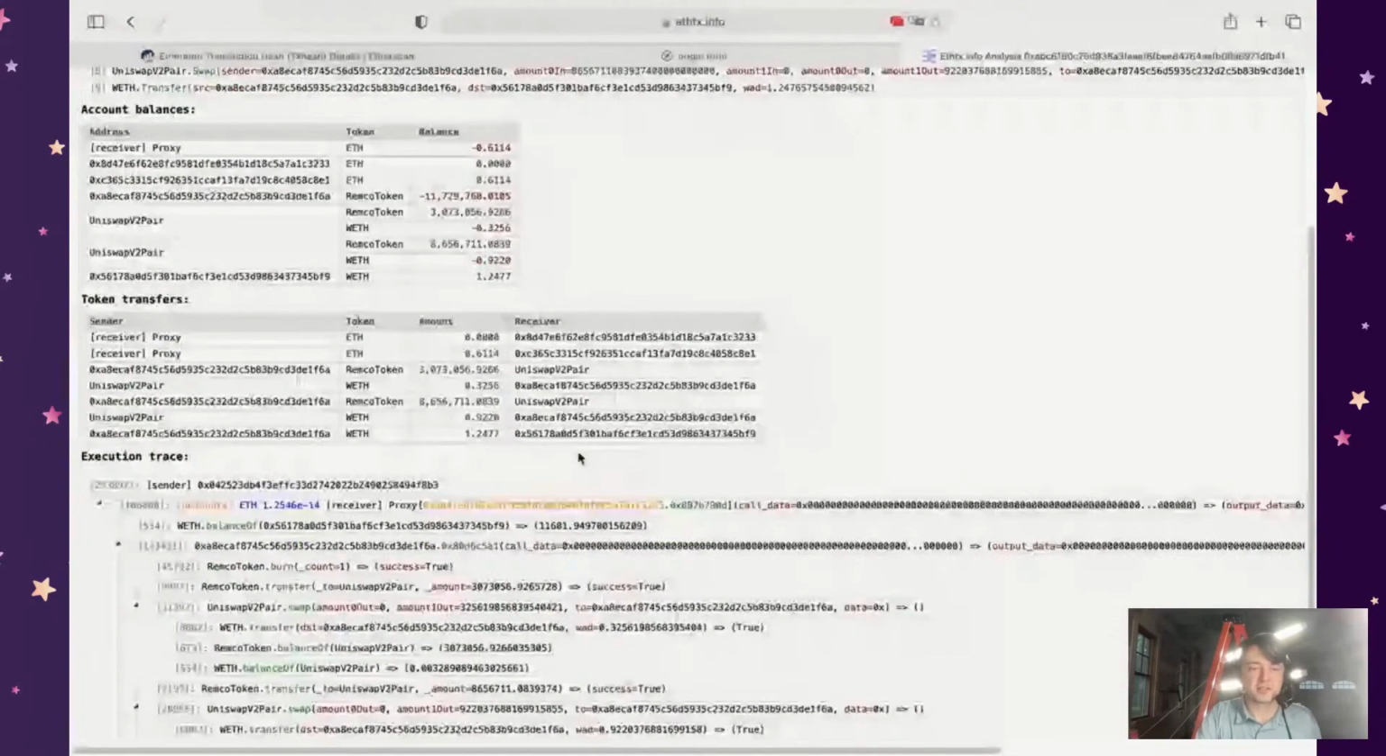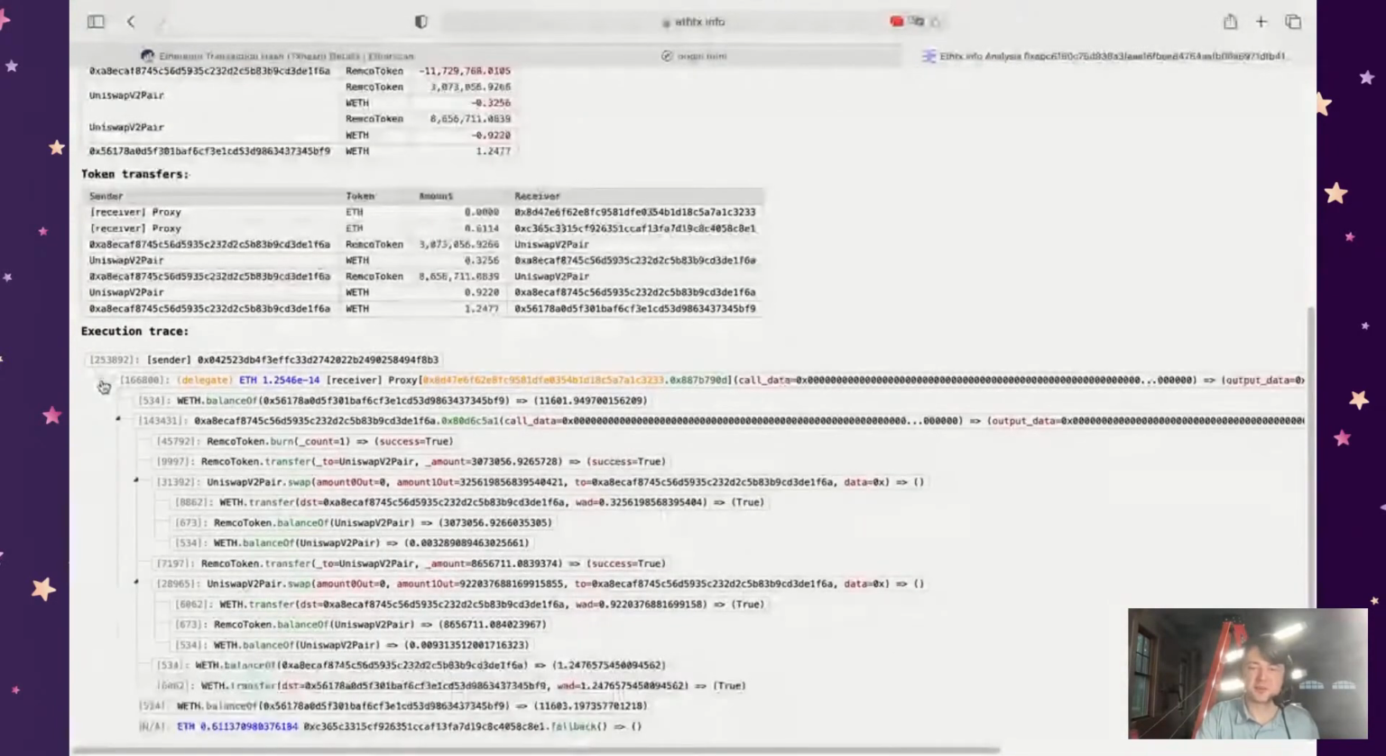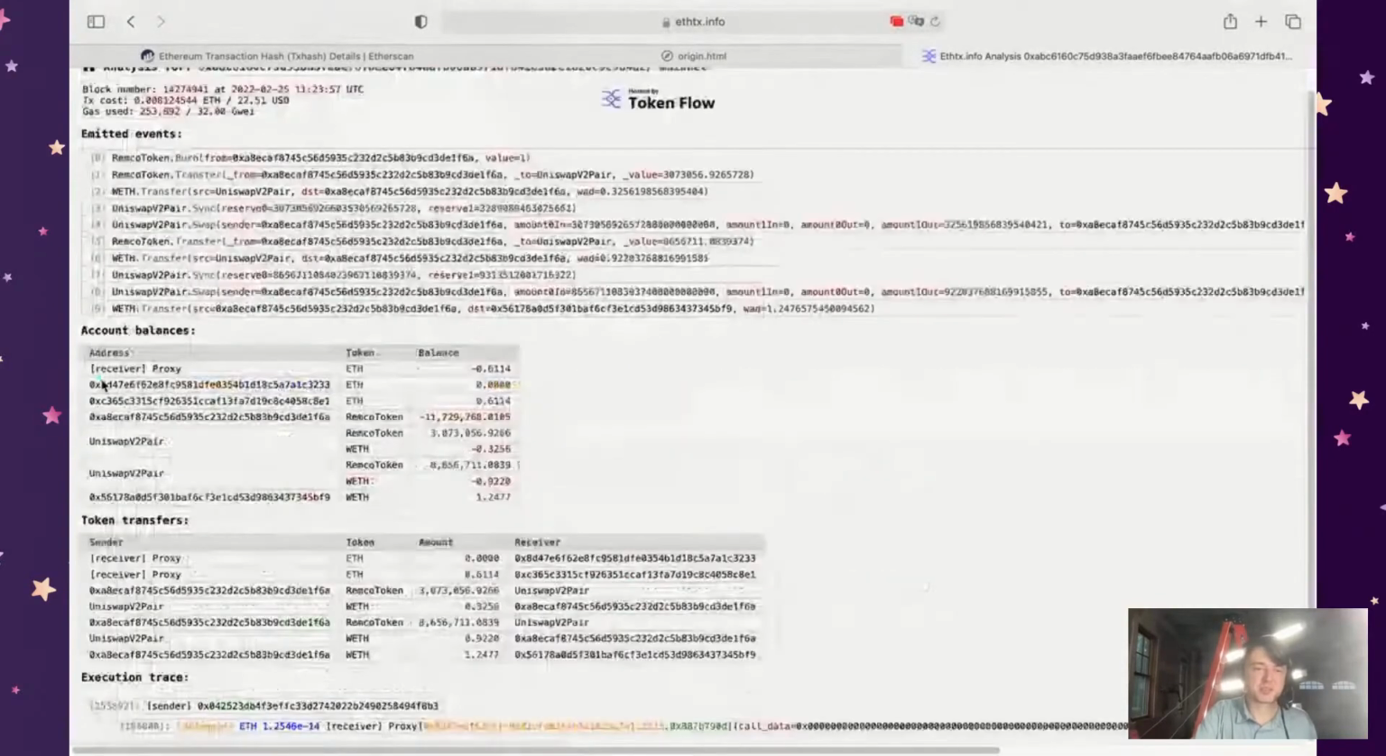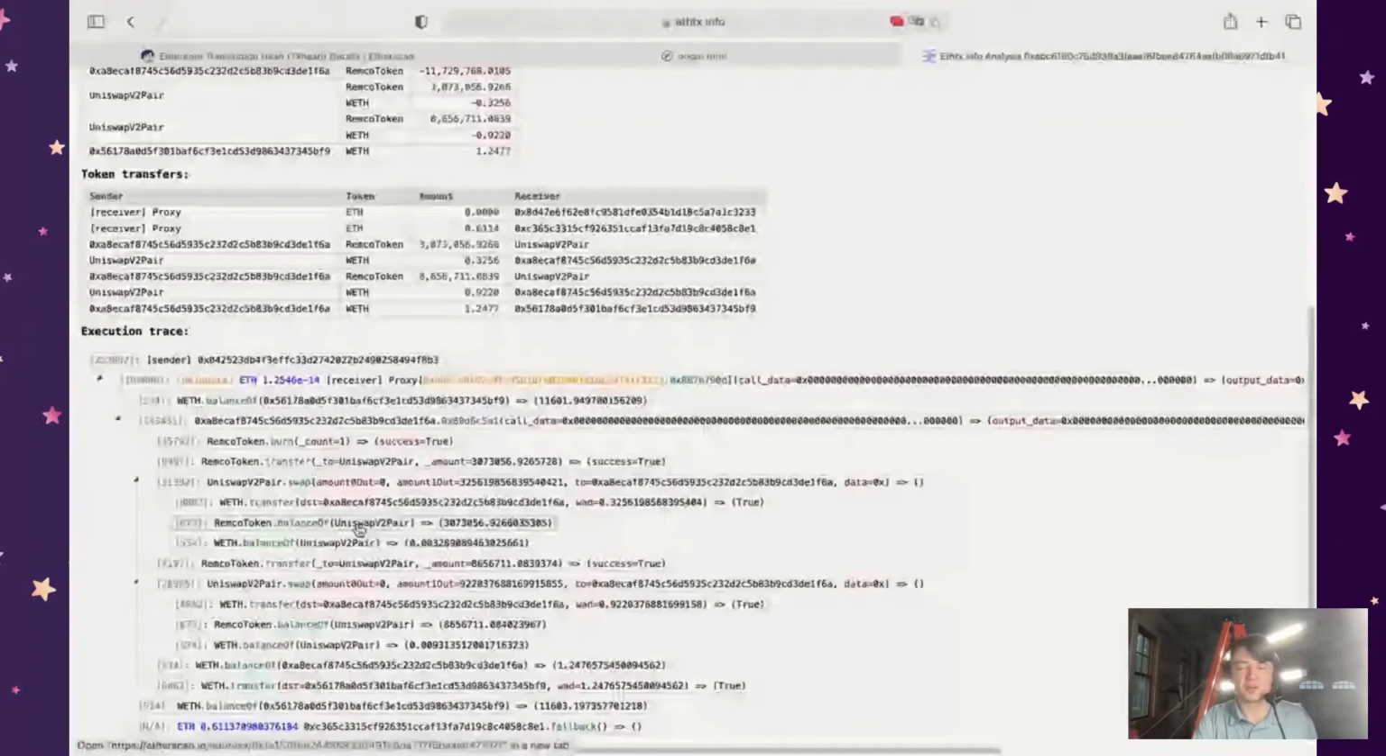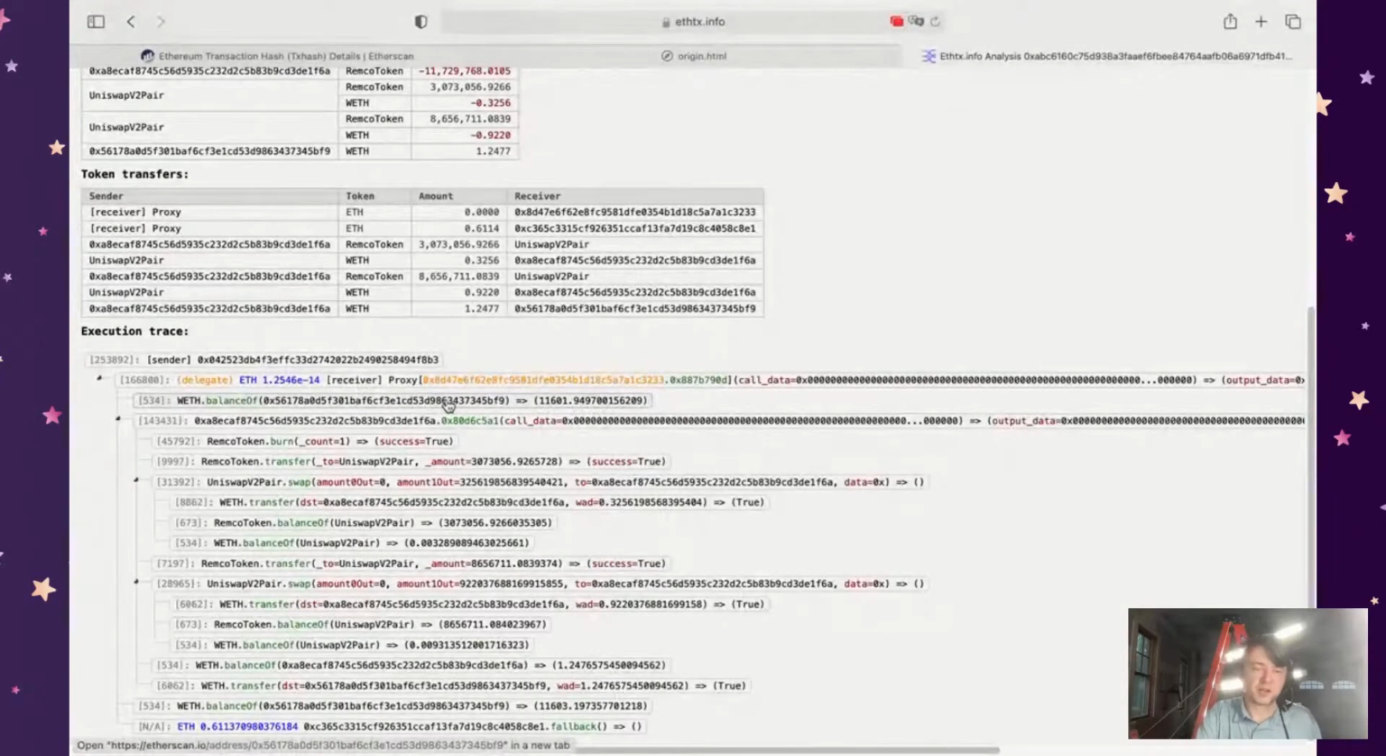So here is the execution trace. This is what I love about Etherscan the most, is that you can see all the calls that one contract made to another contract, and you can see what values they return and what was passed to them. So here we can see this is the attacker address sent to this proxy. Now I happen to know that this attack was actually front run.